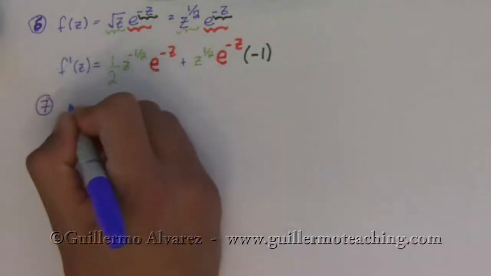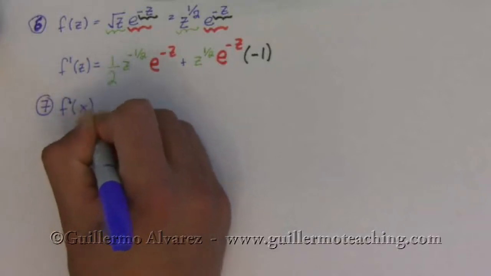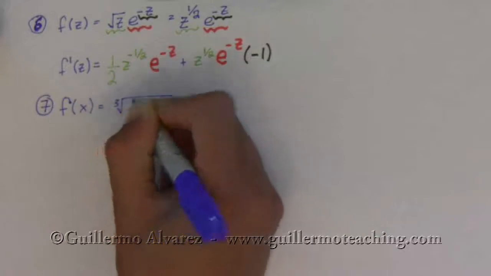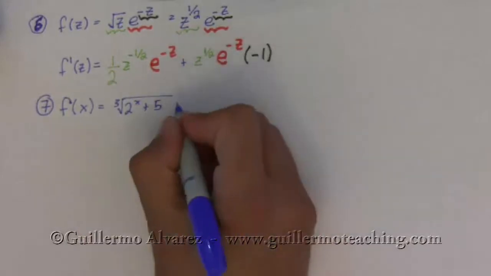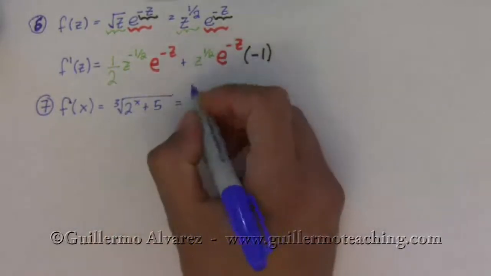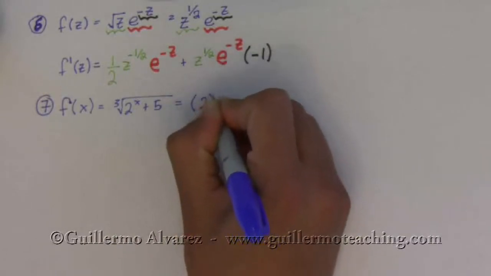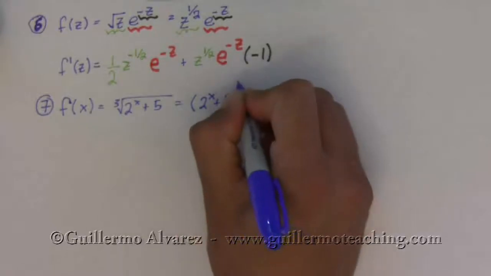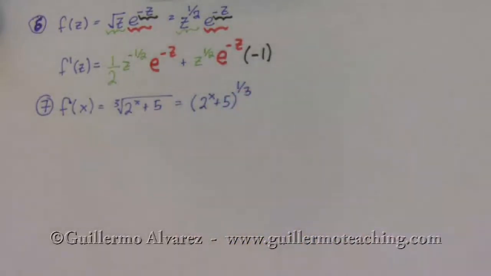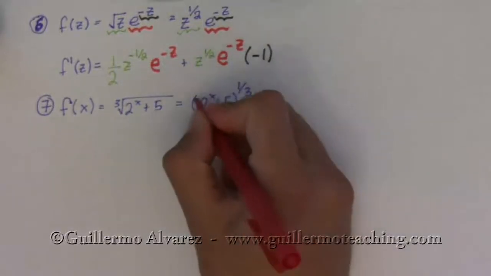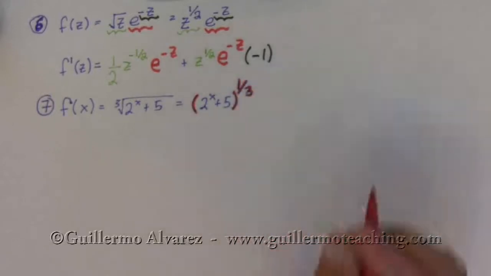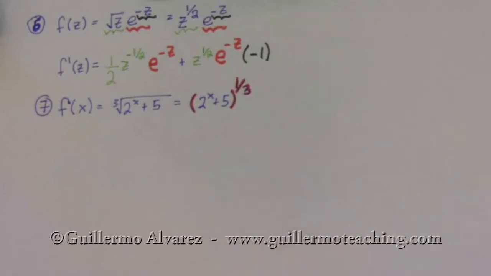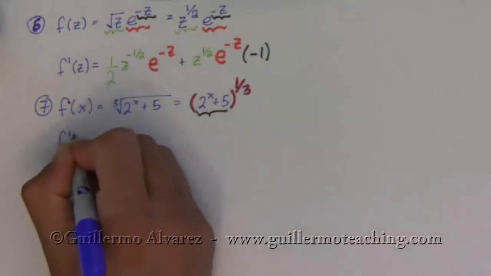Okay, let's try this other one. So we have f of x is the cube root of 2 to the x plus 5. Okay, so again, whenever we're getting derivatives and we have roots, we turn them into fractional exponents. So instead of cube root, we're going to have 2x plus 5 raised to the 1/3. Okay, now in this case, the outside function is this guy that's being raised to the 1/3. And the inside is the 2 to the x plus 5. Okay, so we're going to apply the chain rule here.